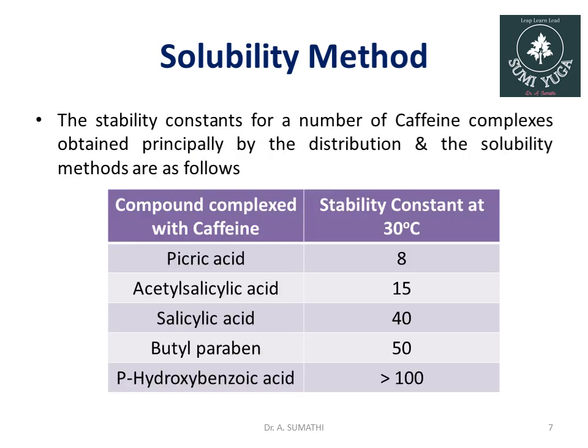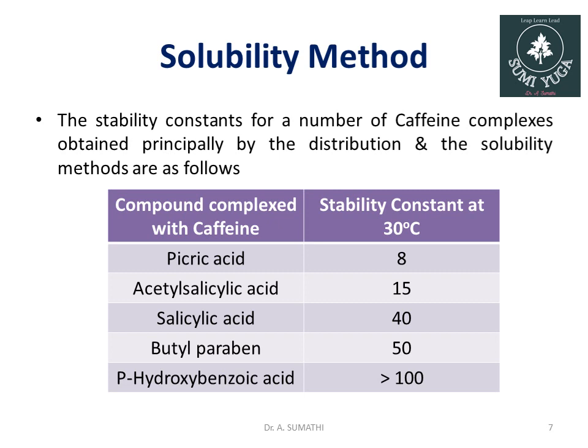Also, I have given a few examples based on the distribution method, or solubility method. The distribution method I already discussed in another video; it is also called the partition method. Using the distribution or partition method or solubility method, many scientists found the stability constants for various complexes. Here I have given a few examples of compounds which can form complexes with caffeine.